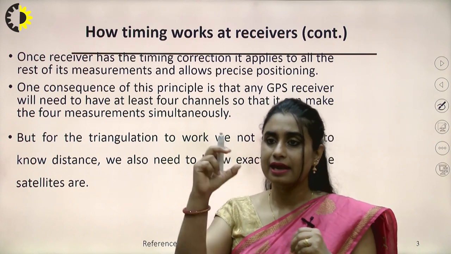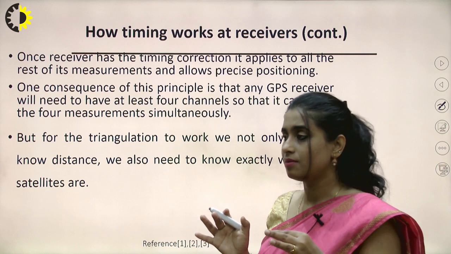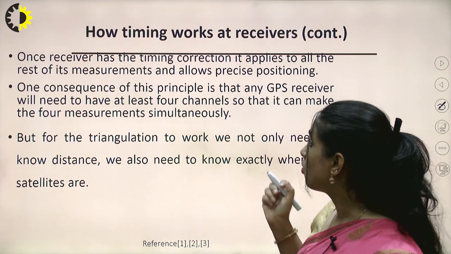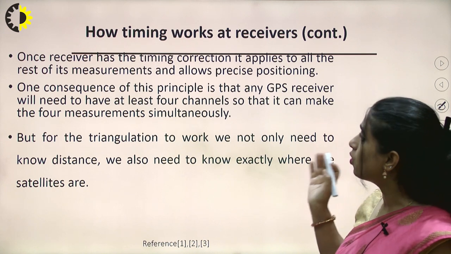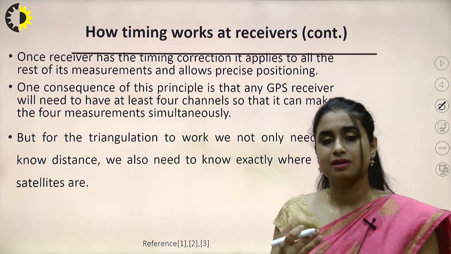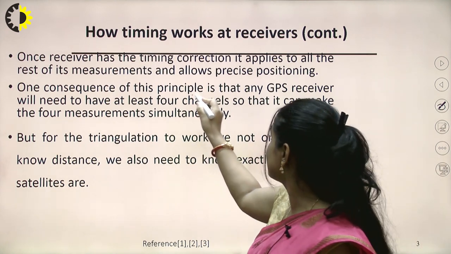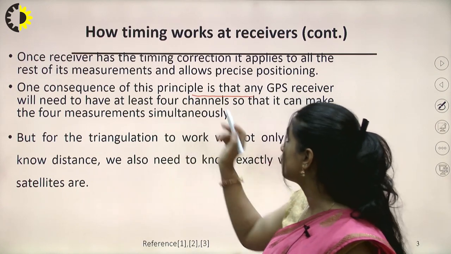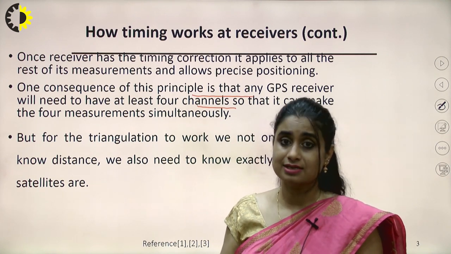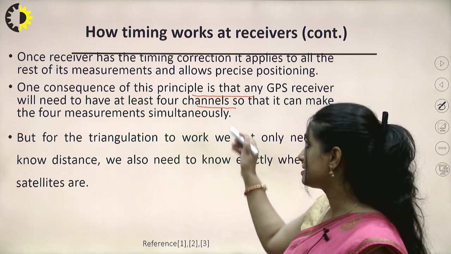So once we have the error value, that is, how much error has occurred in calculating the time, that has to be subtracted, the value has to be corrected into all satellites. So once the receiver has the timing corrections, it applies them to all the rest of its measurements and it allows precise positioning. Once we get the error, the accurate value is calculated by subtracting that error. So one consequence of this principle is that any GPS receiver will need to have at least four channels, right? As we are using four satellites for it, we have to use four channels. That is making our communication a little heavier, right? So it can make the four measurements simultaneously.